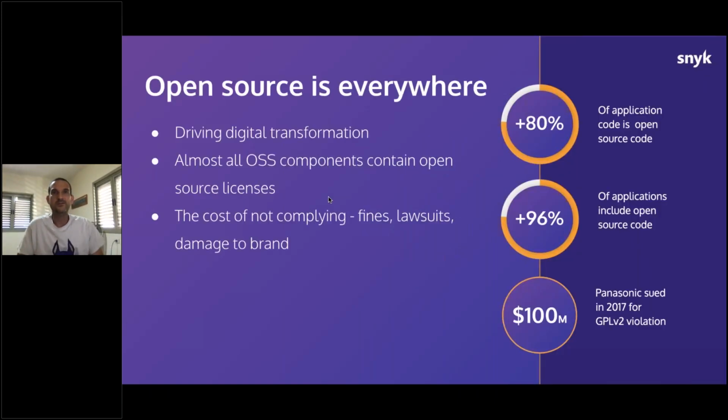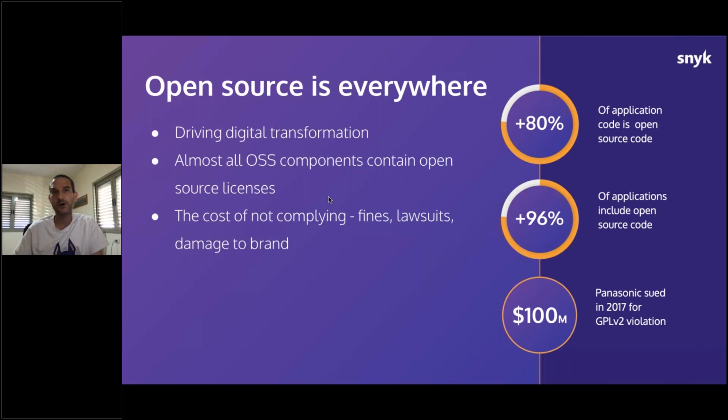So open source is everywhere, right? And Snyk research has shown that 80% of application code is actually open source. And this is probably an underestimation. The numbers are probably higher than that. Another interesting stat is stated in a Gartner research going back to last year, which stated that 96% of applications participating in that research actually include open source code. So impressive statistics by any account.